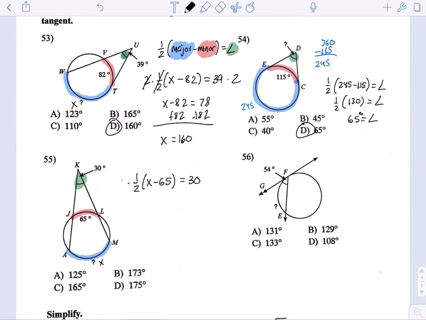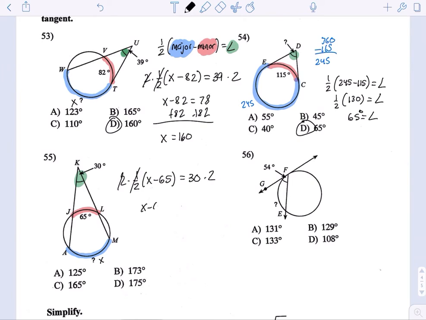To get rid of this fraction, I'm just going to multiply both sides by 2. This cancels, so x minus 65 is equal to 60. Add 65 to both sides, x is going to equal 125 degrees. So that's A.